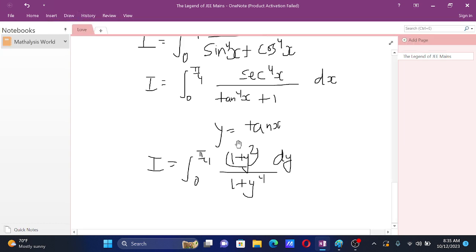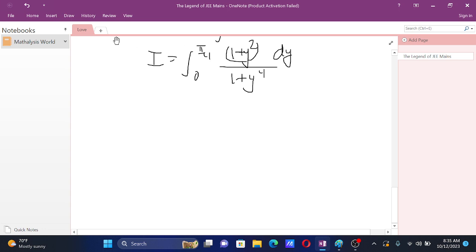Now it's a nice place to use beta gamma function. We can just let z as y to the power 4, then we get z to the power 1 by 4 as y, and then 1 by 4 z to the power minus 3 by 4 dz as dy.